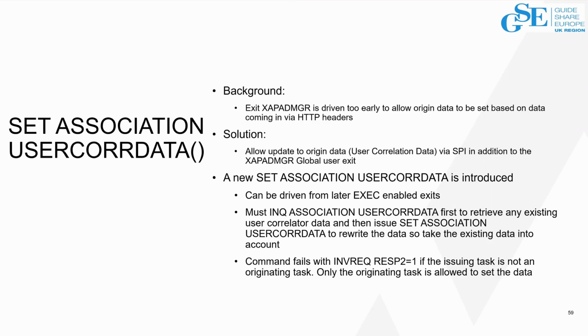You must take account that there could be some correlation data already there. And so you must inquire first, add yours to it, and then set it back again. This allowed the customer to use that command in a later exit that was driven later in the processing, an exec enabled exit, so they could issue the set association user correlation data and get their origin data correctly into the CICS 110 record.